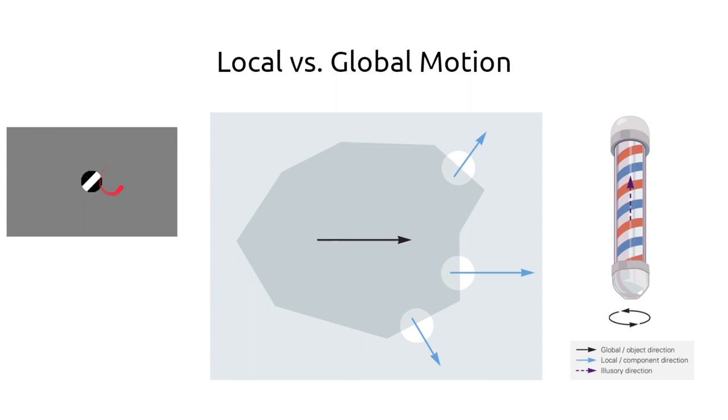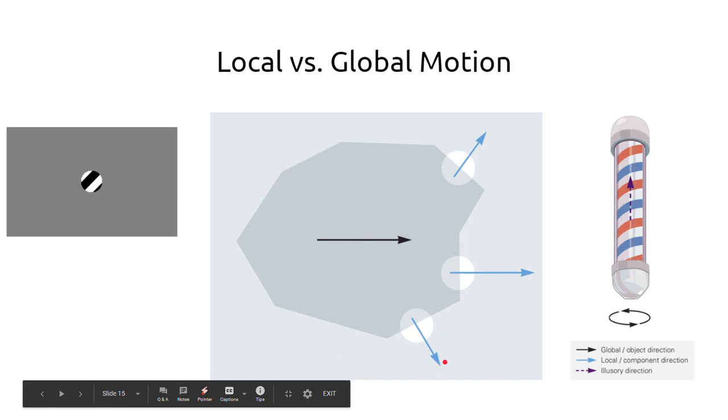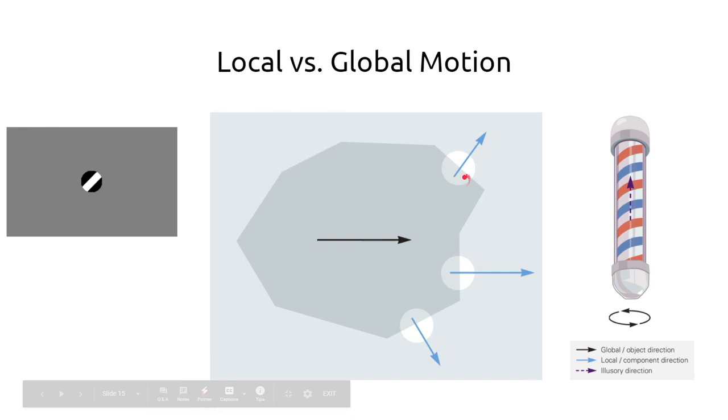So, from this patch, a neuron that's sensitive to this feature might tell me that it's moving in this direction. But then a neuron that's sensitive over here might be telling me a very different direction. And in general, when we have an object that is moving to the right, it's going to seem like this part is moving this way, and this part is moving this way, and this part is moving that way. If you're just looking at one very, very small patch right around there, you can't distinguish rightward motion from upward motion.